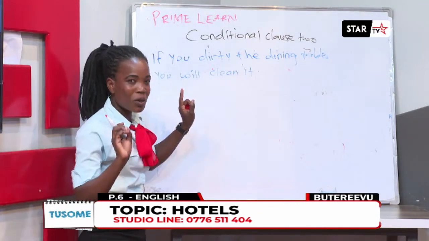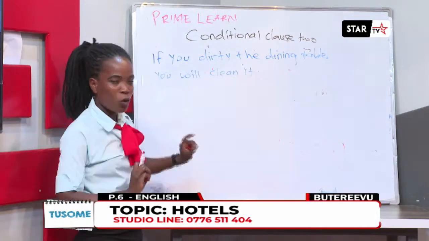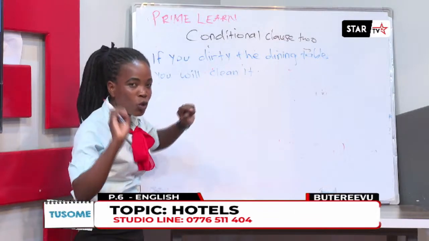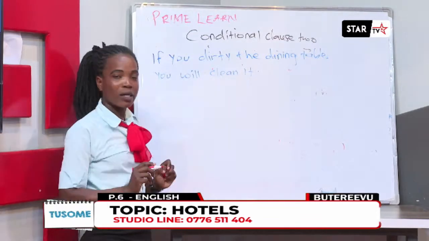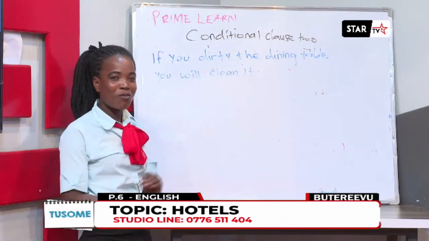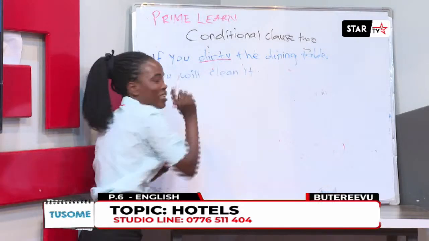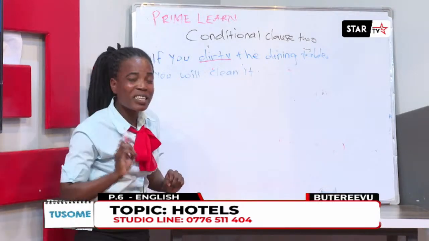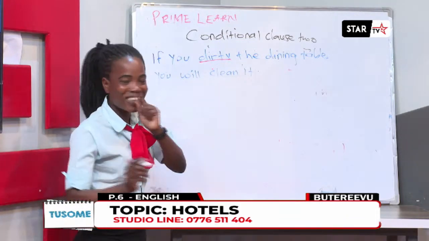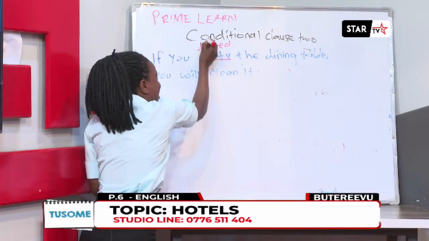First and foremost, my precious viewer watching me right now, whenever they ask you to change a sentence from conditional clause 1 to conditional clause 2, I request you to do the following. Identify the verb in the if clause. For example, what is our verb right now? In this sentence, the verb is dirty. What is the past form of this verb dirty? You've whispered it right. It is dirtied. The past form of the verb dirty is dirtied.